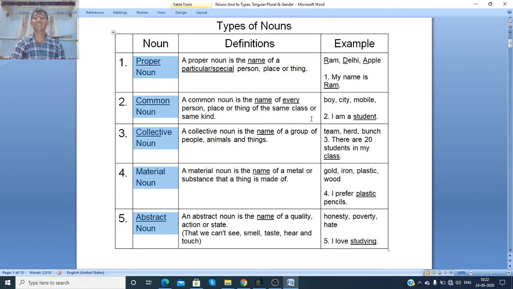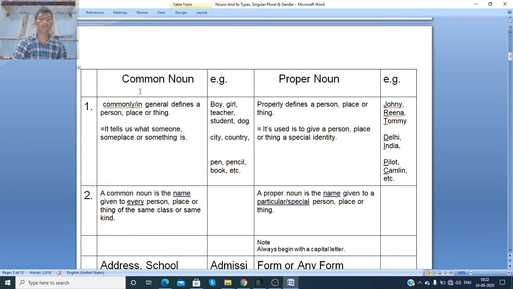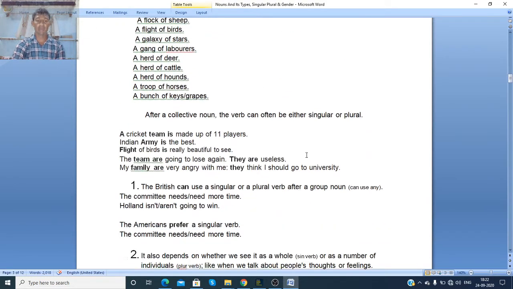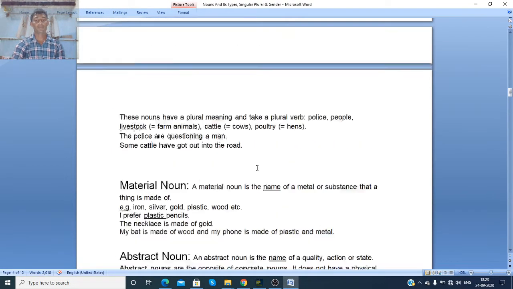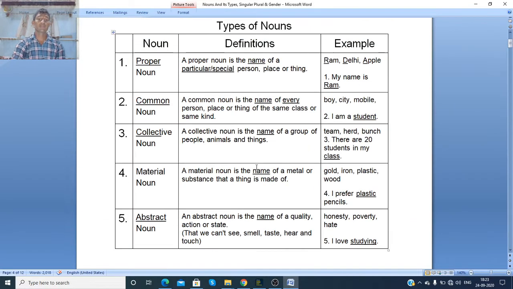And this is just an overview table for all five types of noun. We will talk about these nouns in detail later, like the difference between common noun, proper noun, and then collective noun, and then material noun, and then abstract noun. So this is an overview table of all five types of nouns. The words proper, common, collective, material, and abstract define very well what these nouns do.